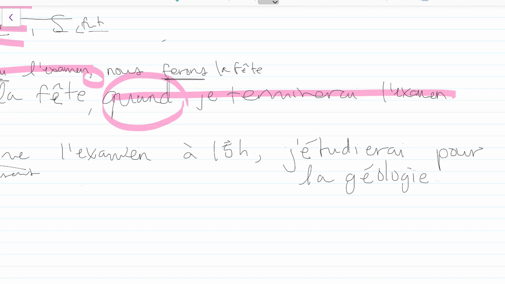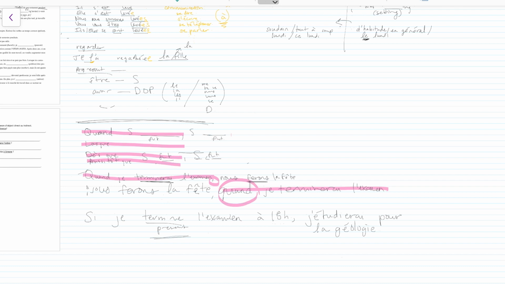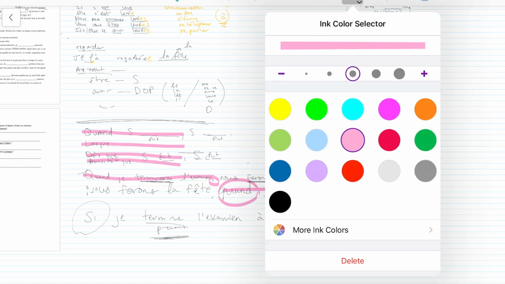Like, imagine that you've got your exam at 2 o'clock and you've got a geology exam at 4. So obviously if you finish early at 3 o'clock, then you'd have time to study for geology. But if you don't, then you won't be able to study more for geology. So here we've got present, then leads you to futur. Okay? Si plus present leads you to future.